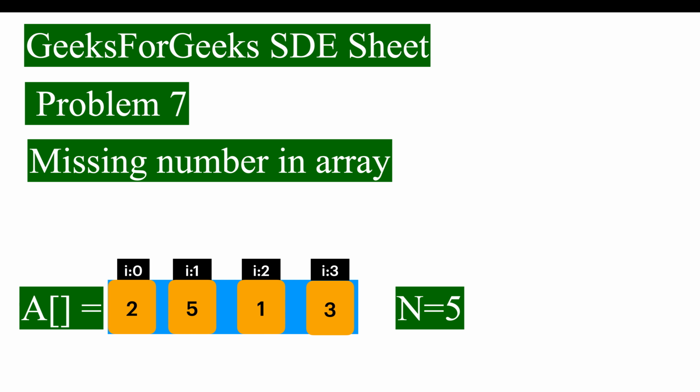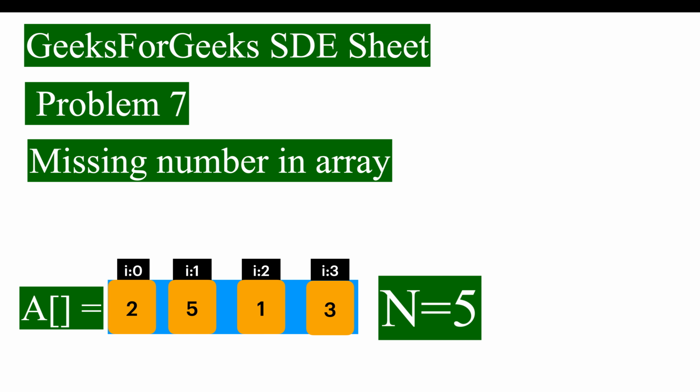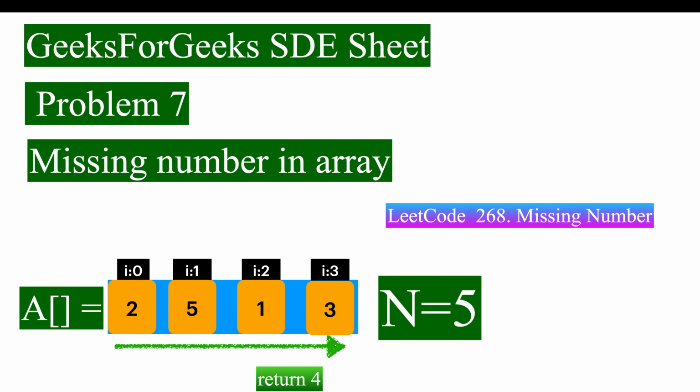Hello everyone, let's solve problem 7, missing number in array. You will be given an array of n minus 1 size. All the elements are ranged from 1 to n. Find out the missing element. If you see within a given array within 1 to 5, element 4 is missing, so return 4. So the problem is almost equal to missing number from LeetCode.